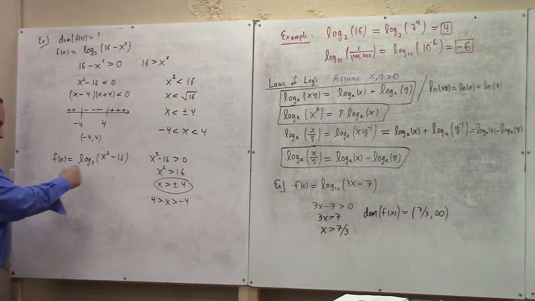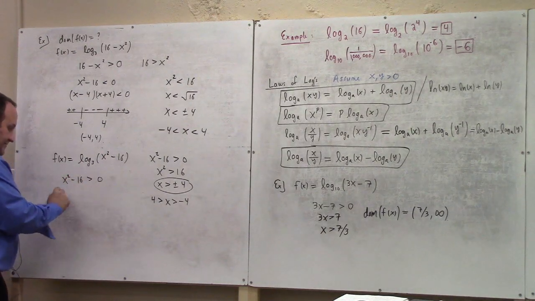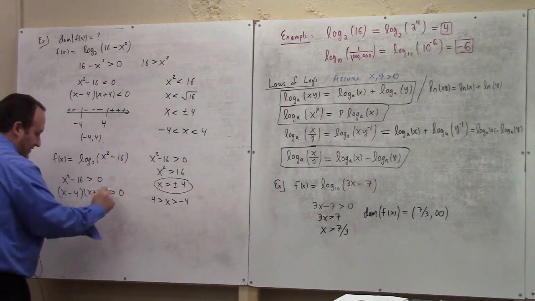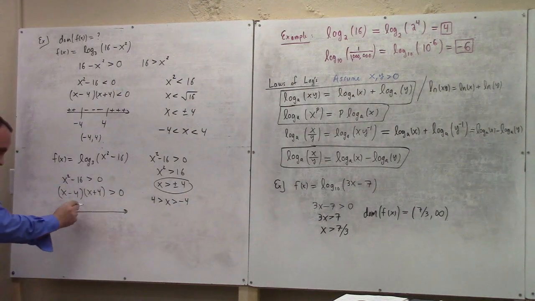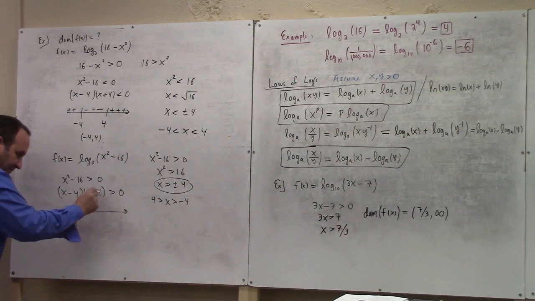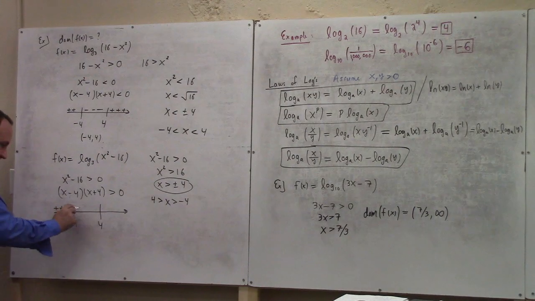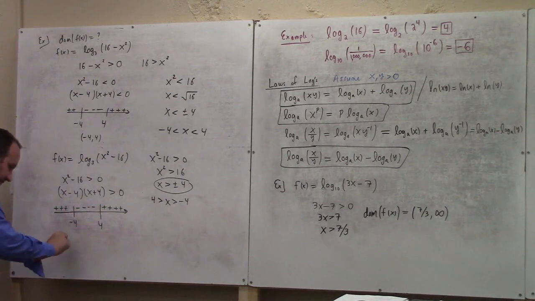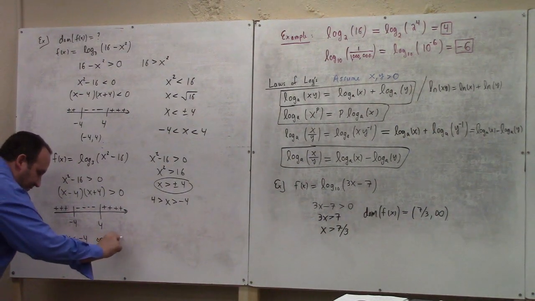But the thing is, here we have x squared minus 16 greater than 0, right? So that's x minus 4 times x plus 4 greater than 0. So we draw our number line and put our critical numbers, which in this case are minus 4 and 4. It's plus over here, and it's minus where it dips down below right there. So the solution is actually x less than minus 4 or x greater than 4. And those aren't the same x.